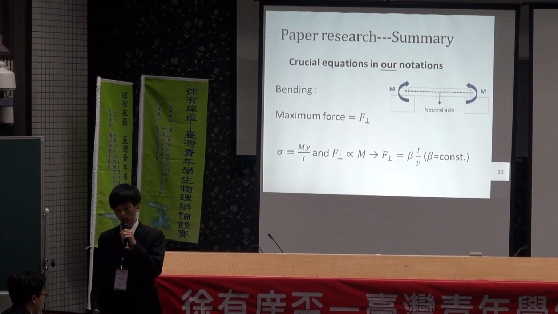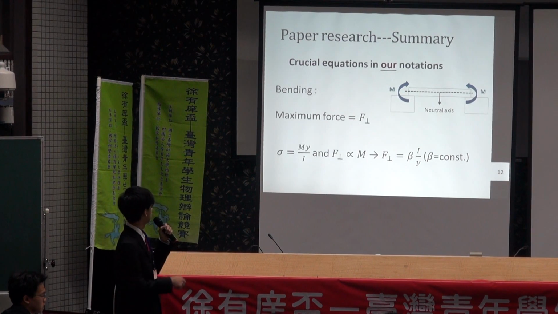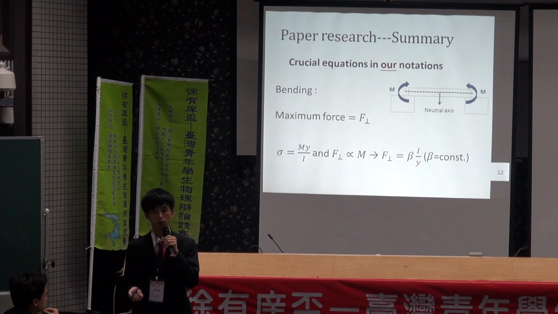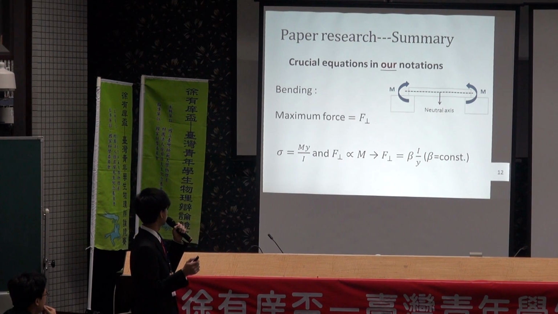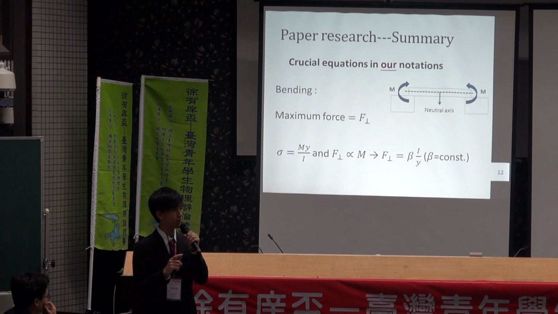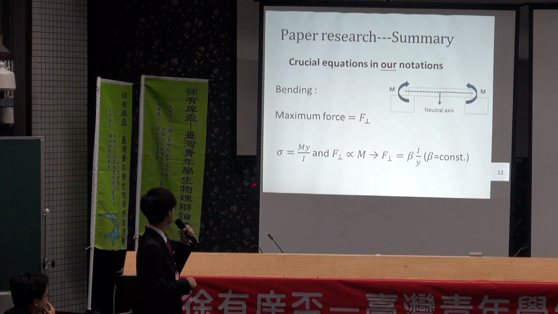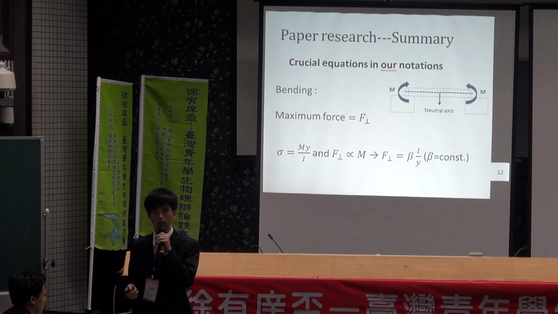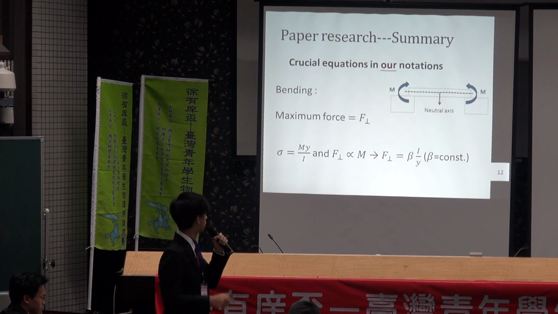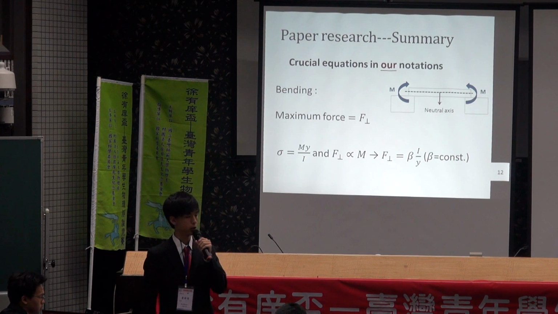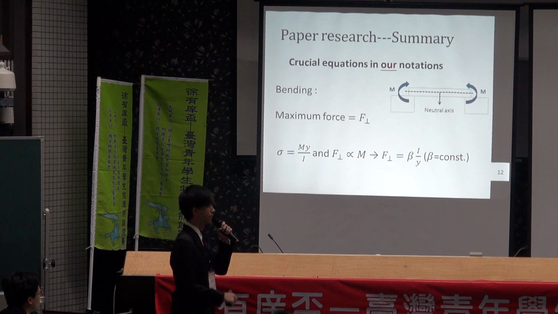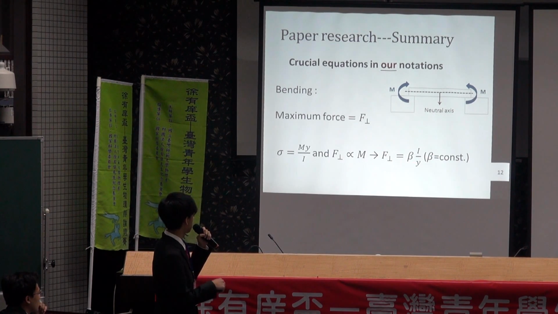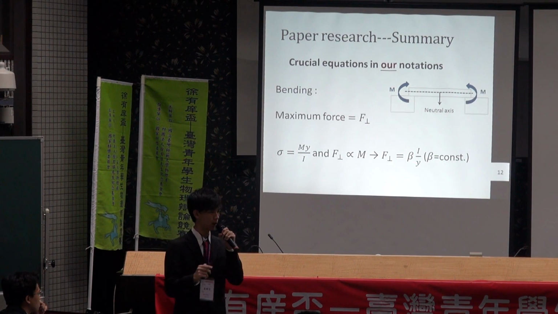So here's the summary of my paper research. First is the bending, and the force which affects the maximum force is the force perpendicular to the surface of the bridge. We know that the stress equals the moment multiplied by y, which is the distance of every point to the neutral axis, over I, where I is the second moment of inertia. We also know that the perpendicular force is proportional to the moment. So the force is equal to a constant multiplied by I over y.